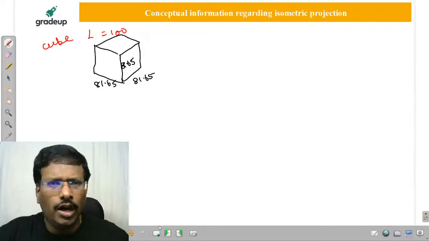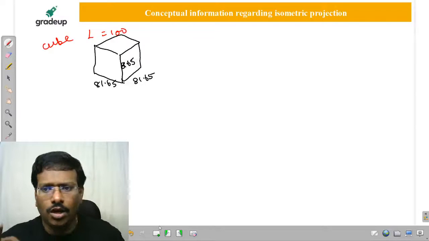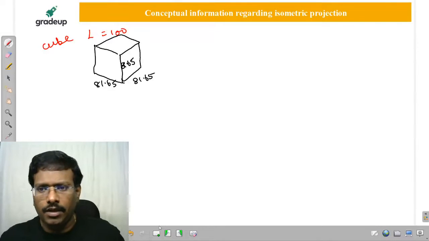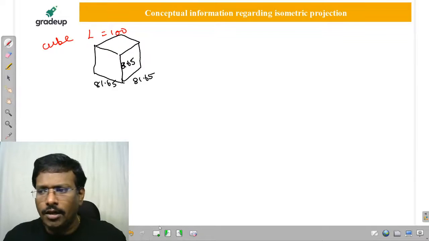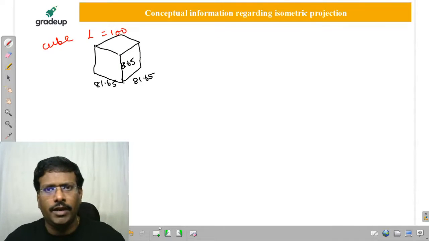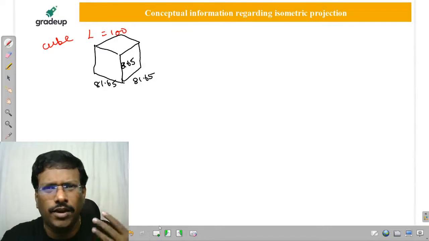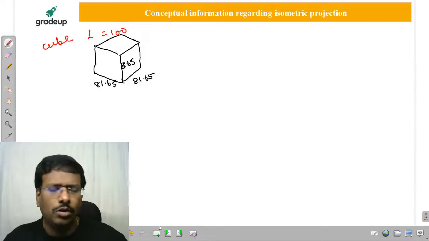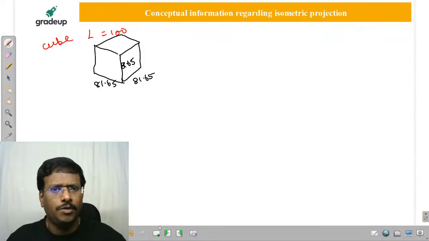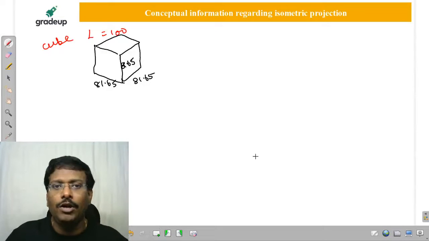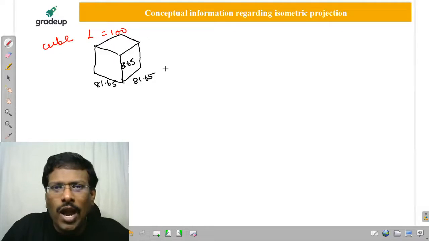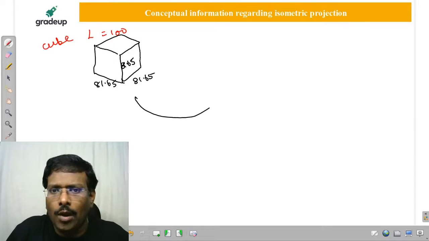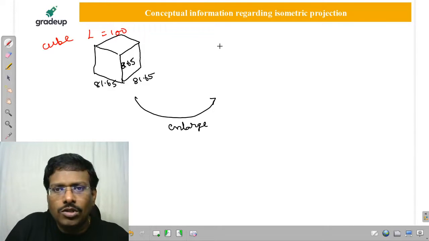If the majority of the dimensions in my problem are different, like one dimension is 100, another is 80, another is 65, 35, 25, like that, every time we have to take the isometric scale. Is that much easy? No. Then what am I going to do? So I am going to enlarge. This one I am going to enlarge to some value.